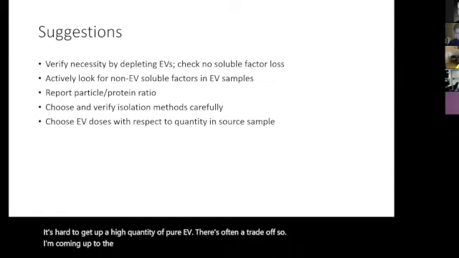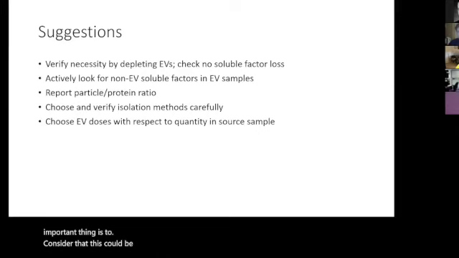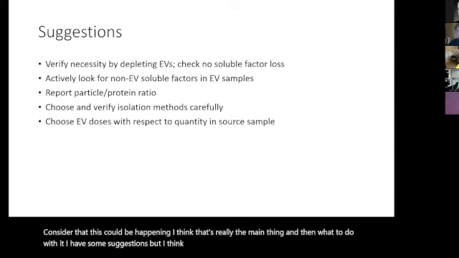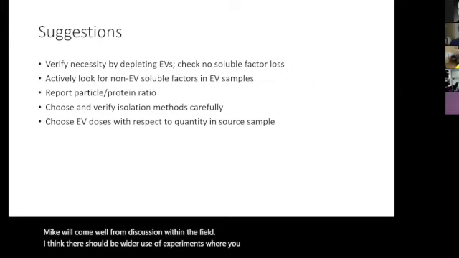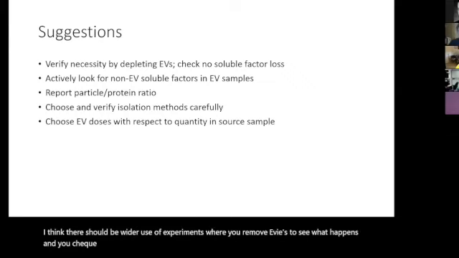So I'm coming up to the end. What I suggest we do about it, I think really the most important thing is to consider that this could be happening. I think that's really the main thing. And then what to do with it, I have some suggestions, but I think that also might come well from discussion within the field. I think there should be wider use of experiments where you remove EVs to see what happens, and you check that removing EVs doesn't also remove something else.